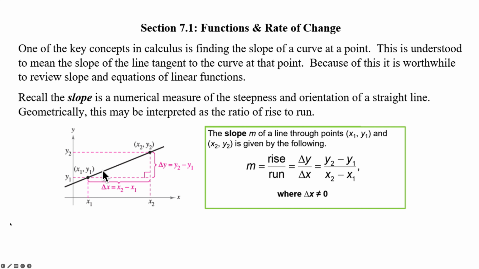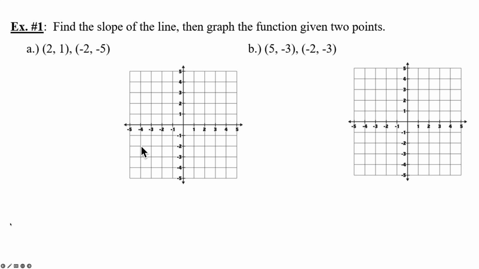And this angle here to this line is tangent, which is opposite over adjacent, and that's why we call it the tangent line. So we're going to look at how we find this tangent line with respect to a point on the curve. So first, let's do some graphing. Finding the slope of the line.